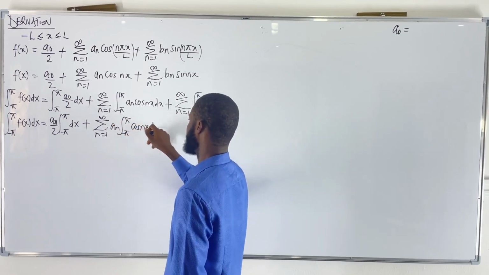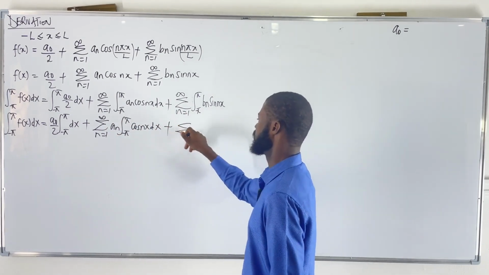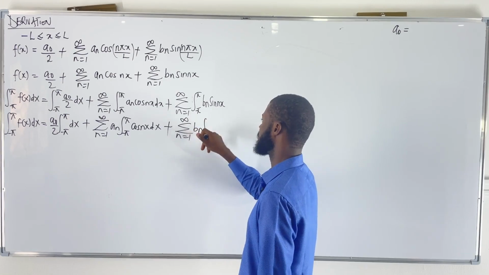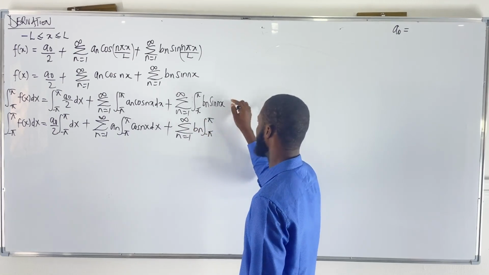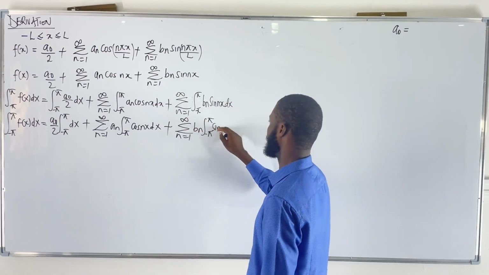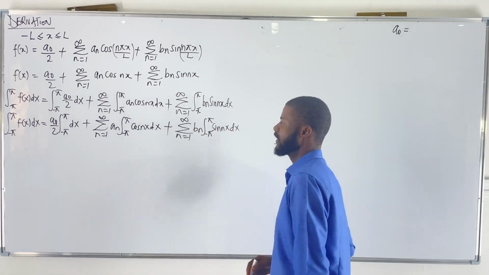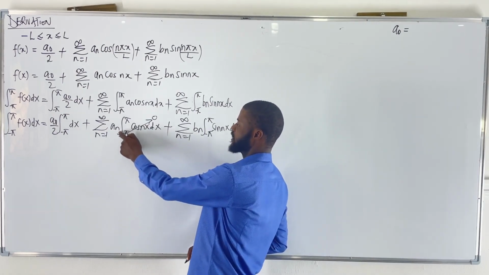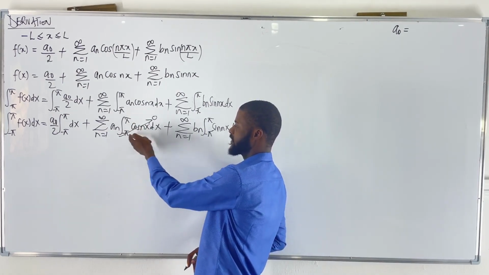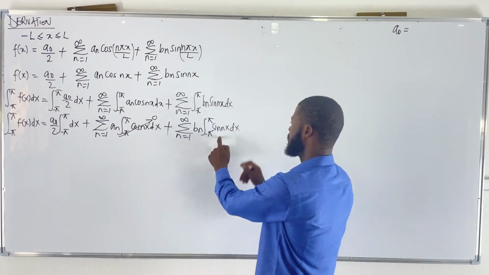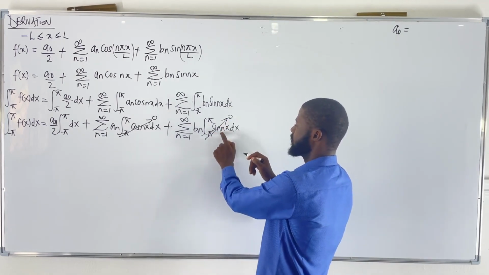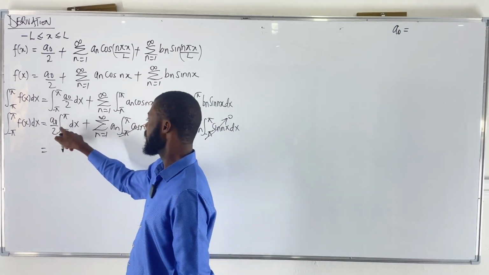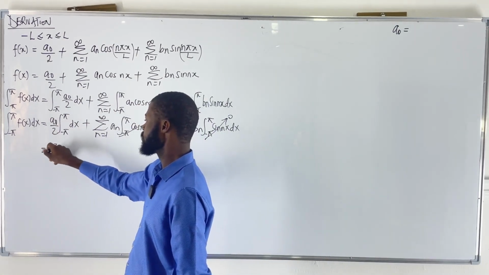of cos nx dx plus the sum from n equal to 1 to infinity. Same thing would happen here: b sub n comes out, the integral from minus pi to pi of sine nx dx. Now, if you look at this, this will be 0. Remember that I've done this in the previous video. The integral from minus pi to pi of cos nx is 0. Same thing here, the integral of this is still 0. Then we have a naught over 2.